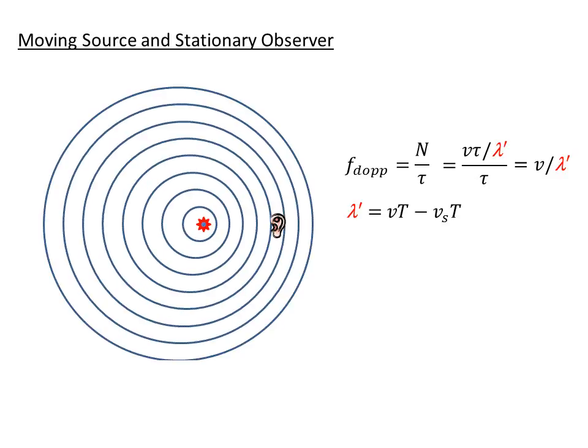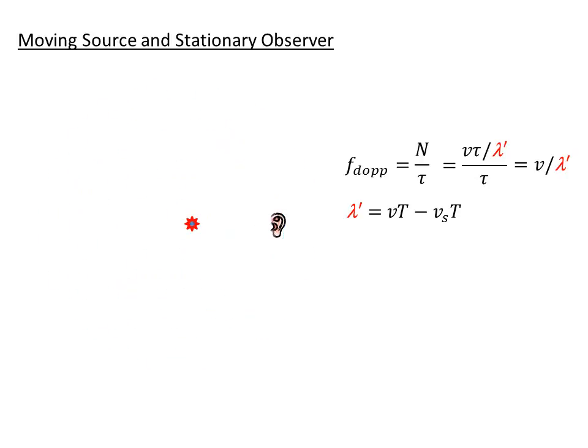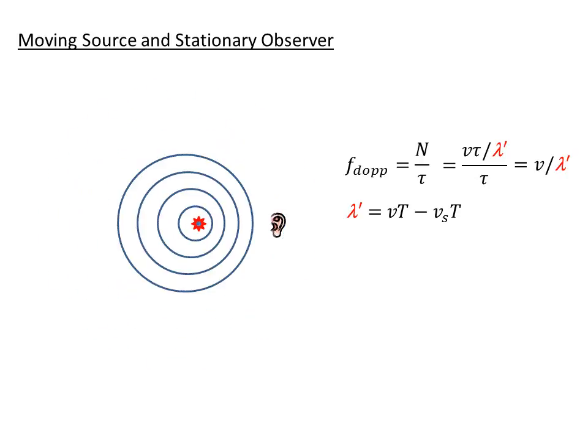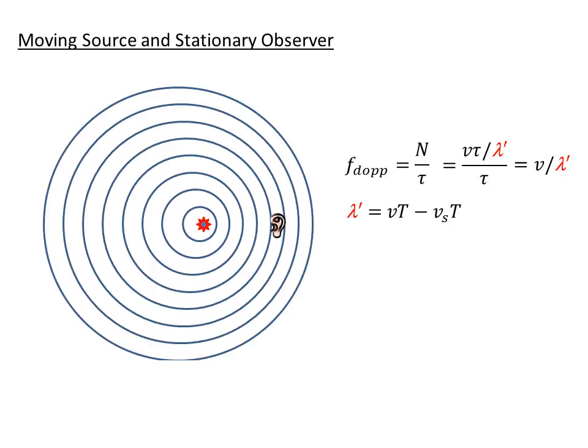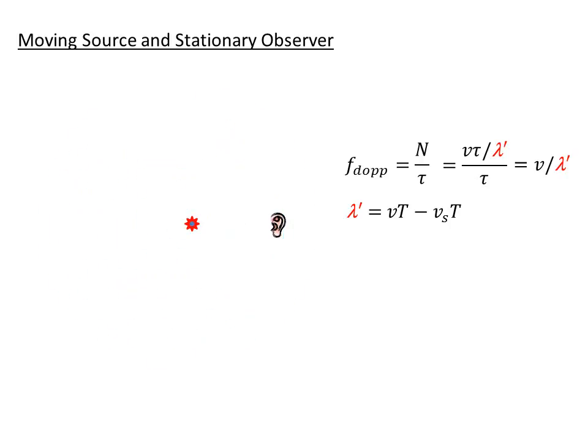This different spacing between crests, lambda prime, is equal to the velocity times the period of the sound wave minus the velocity of the source times the period of the sound wave.